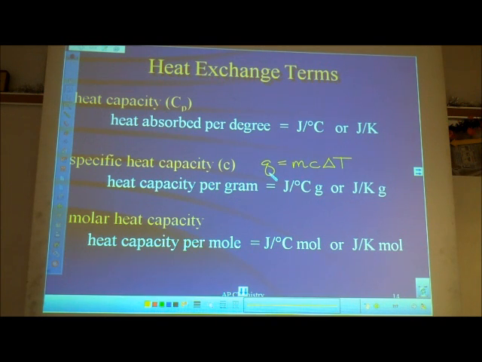Let's just review. Do you remember what Q represents? Heat. What's M? Mass. C is specific heat capacity. What's delta T? Change in temperature. That's where you would use this one.